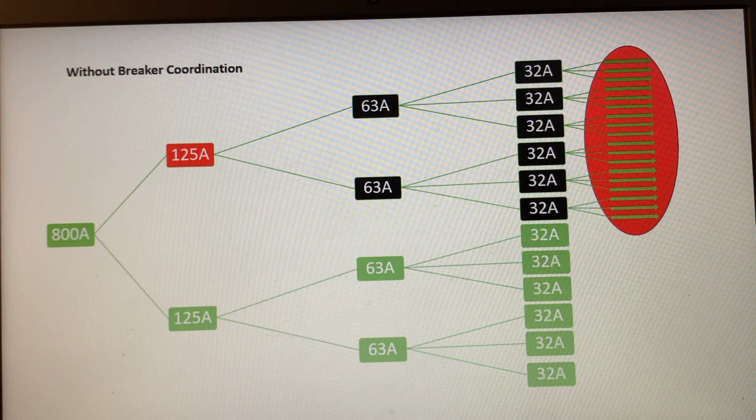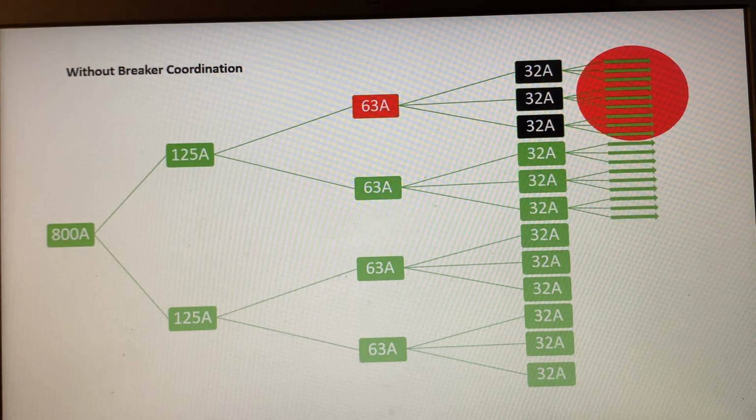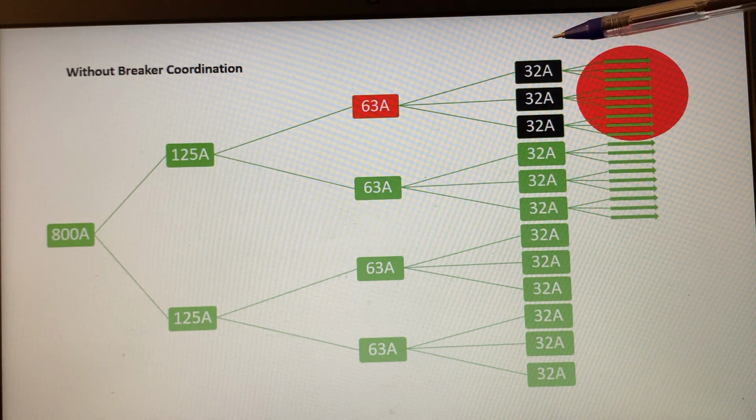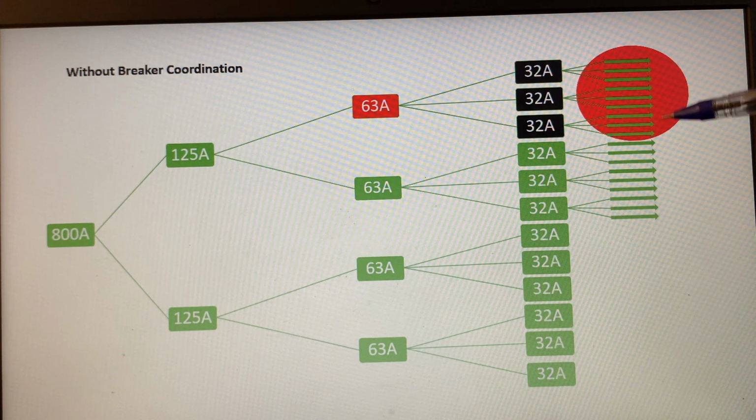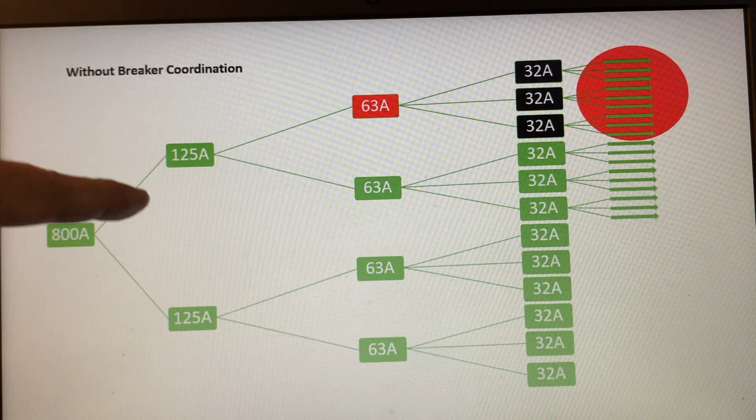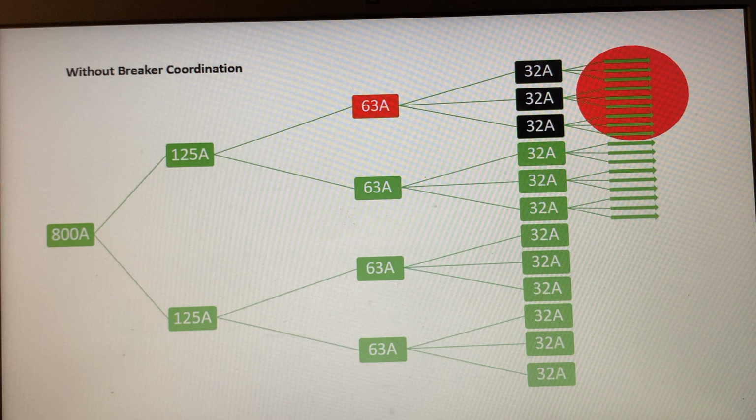Let us look at the impact of a breaker at the next level tripping. If this 63 ampere breaker trips, it is connected to only 3 32 ampere breakers, which in turn are connected only to half the number of consumers or loads. So you can see that your downtime becomes better, in the sense that there are fewer loads losing time, and it also becomes easier to investigate because there are fewer loads to investigate. These situations, the 125 ampere and the 63 ampere breaker tripping, can happen in an uncoordinated circuit.